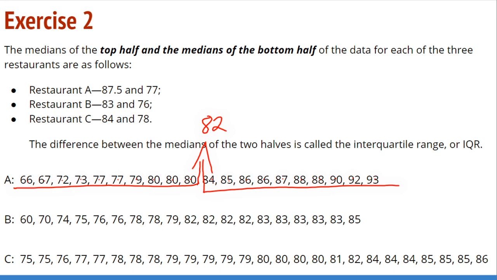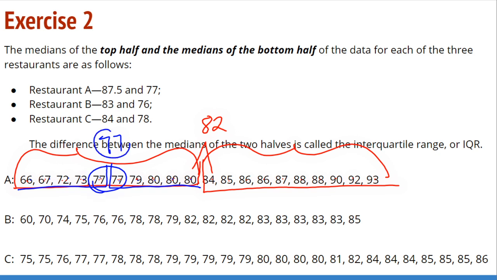But to find the interquartile range, I need the median of the lower half, and I need the median of the upper half. So I know that I have 10 here. I need to split this in half, 5 and 5. And I have 77. 77 plus 77 divided by 2 is 77. So there's my lower quartile.